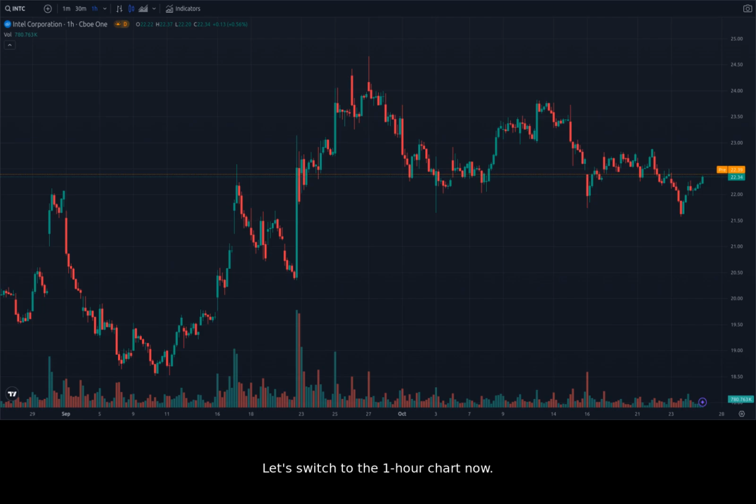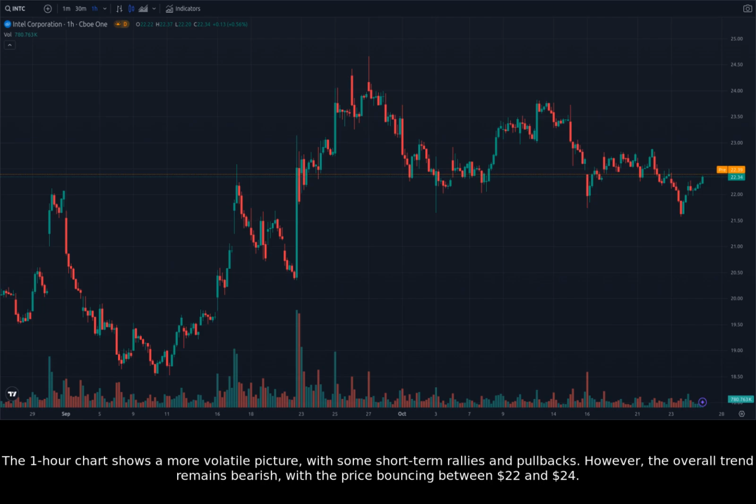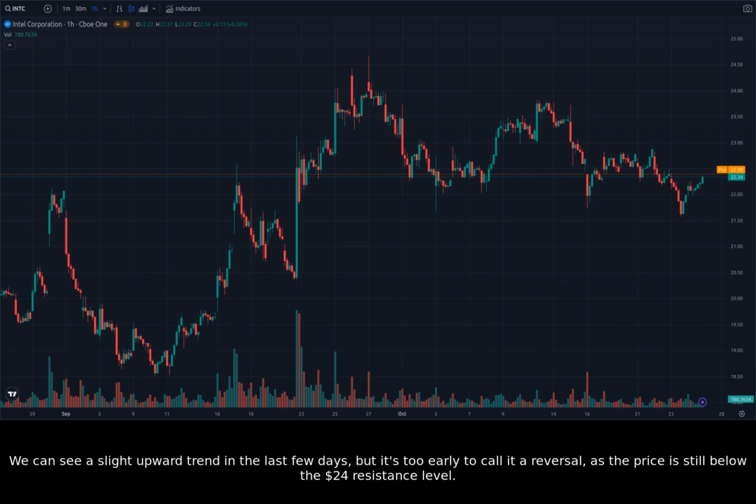Let's switch to the 1-hour chart now. The 1-hour chart shows a more volatile picture, with some short-term rallies and pullbacks. However, the overall trend remains bearish, with the price bouncing between $22 and $24. We can see a slight upward trend in the last few days, but it's too early to call it a reversal, as the price is still below the $24 resistance level.